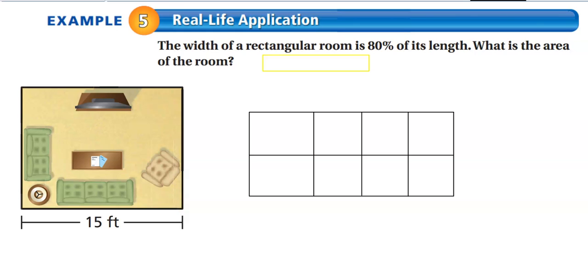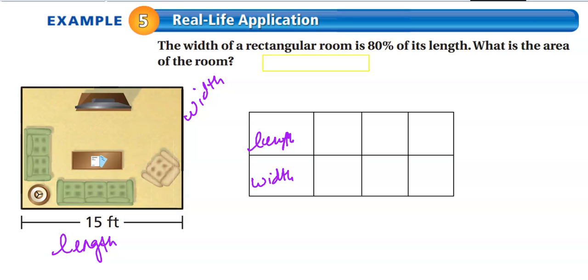The width of a rectangular room is 80% of its length, and I'm asking you what the area is. We can see right now that I'm giving you one of the measurements just by looking at this picture, right? I usually call this the length, and I call the up and down measurement the width. So instead of part and whole in this table, I would have length and width. The width is 80% of its length.